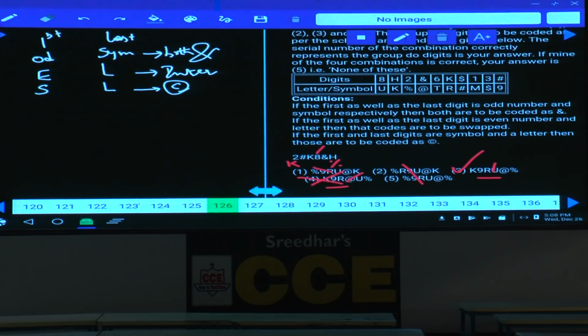Choice 3. Follow? Finally we are left with only two choices. Then start comparing within the choices. Which element is different? If you compare that one, that itself is enough.